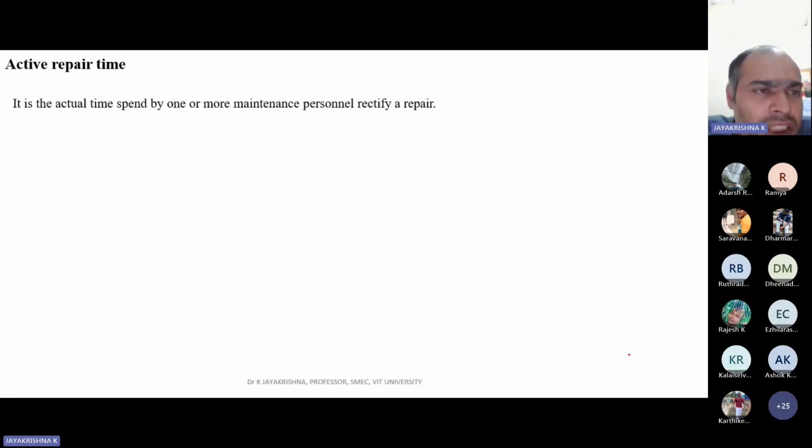Okay. Then we have something called actual repair time. It's the actual time spent by one or more maintenance personnel to rectify a repair. So how much time the maintenance people are spending to repair a product or a machine, that is what we call active repair time. How many hours they are actually involved in repairing the product. This does not include the diagnosing time. So without diagnosing time, only the actual time taken to repair the product is called active repair time.